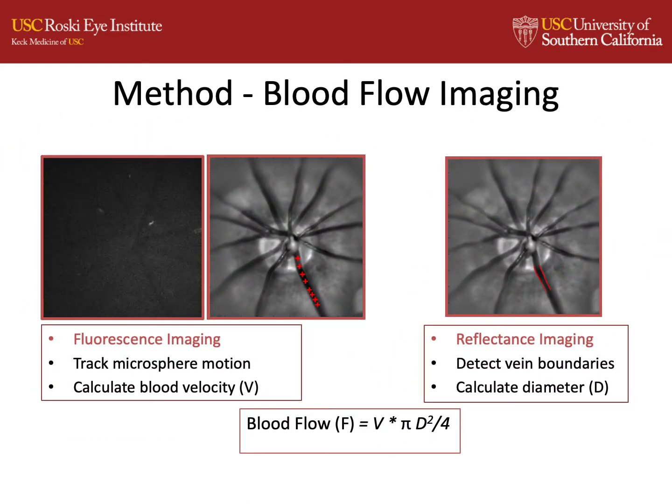This slide shows our blood flow imaging protocol. On the left panel, you can visualize the motion of the microspheres within the retinal vasculature. The middle panel displays the locations of the tracked microspheres over time along a retinal vessel, which is used to determine blood velocity. The right panel shows a reflectance image with detected boundaries of a vessel outlined and used to measure vessel diameter. In each retinal vein, blood flow was calculated from the velocity and diameter measurements. A total retinal blood flow was then calculated by summing the flow in all the veins.